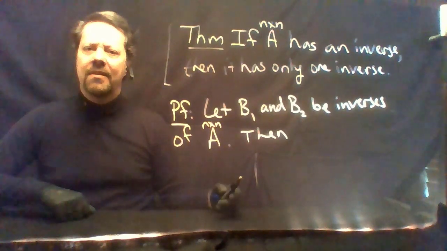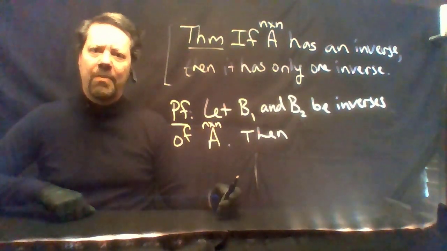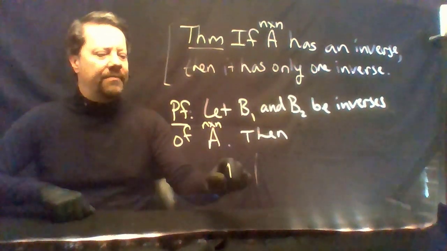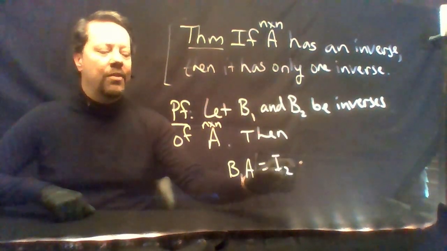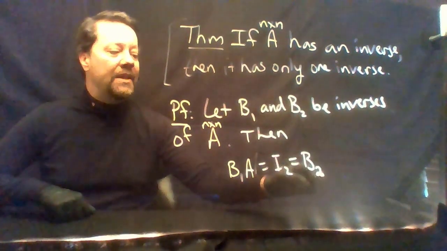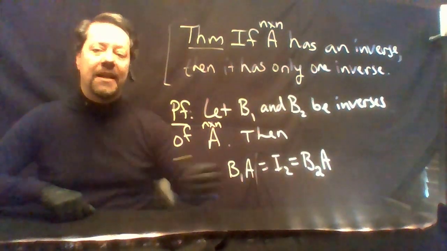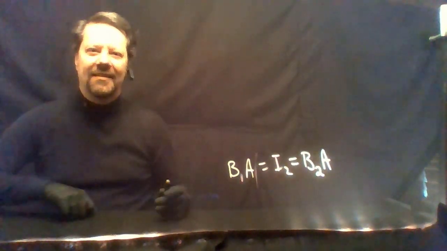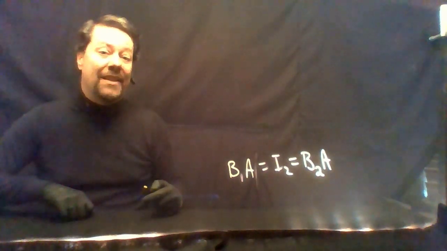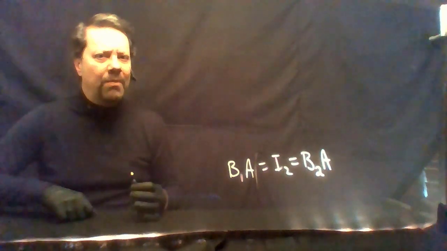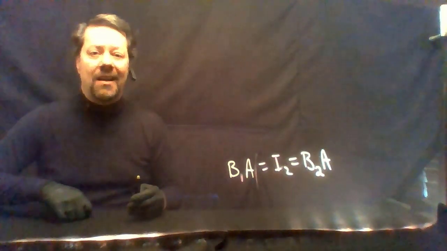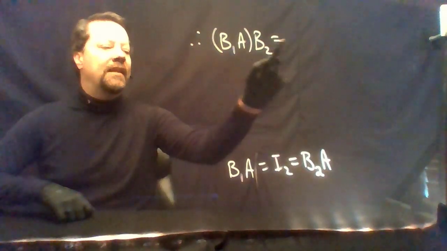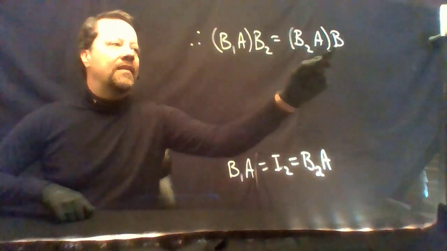We have to ask ourselves, what does it mean to be an inverse? There are those two properties. You're an inverse if you're both a left inverse and a right inverse. We have the following two facts. B1 times A must be the 2 by 2 identity, but that must also be equal to B2 times A, since both B1 and B2 are left inverses. Let's multiply both sides of this equation by B2 on the right. You have to be careful about what side you multiply things on because matrix multiplication is not commutative. We'll have B1A times B2 equals B2A times B2.